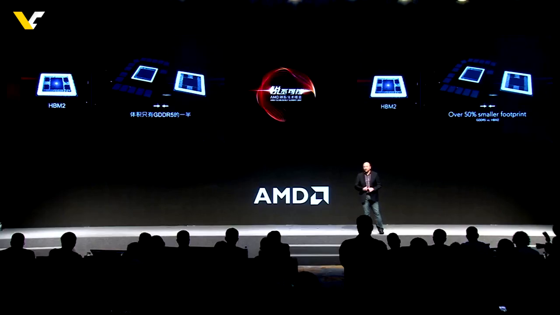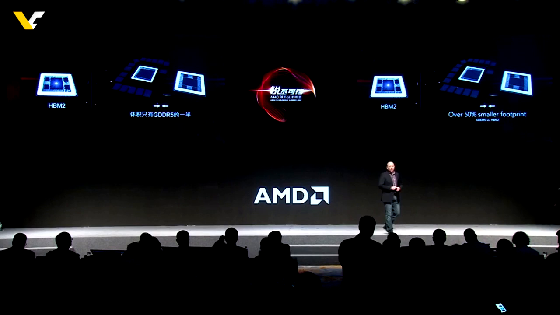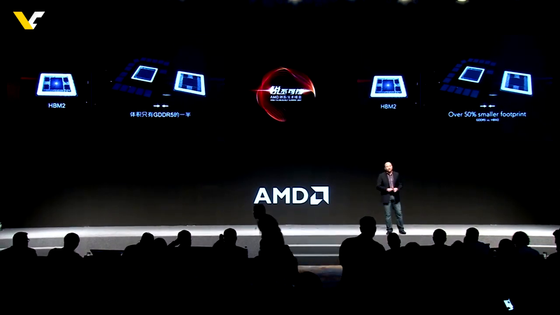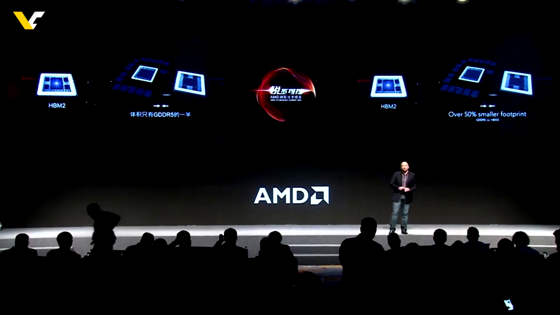And then lastly, what we're really excited about is you take a look at our footprint for Vega. Since Vega has the memory on chip, you'll see a 50% reduction in footprint from GDDR5 versus HBM2. So that'll allow our partners, OEM partners, to create brand new, fantastic design notebooks that are thinner, that are lighter, but still pack that punch you need to drive virtual reality or the latest and greatest AAA games.